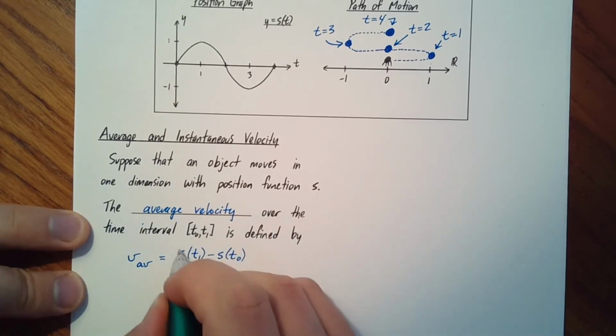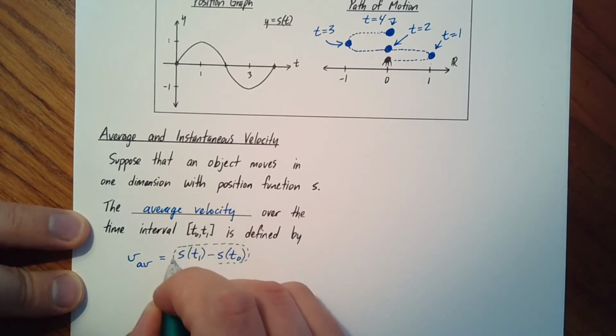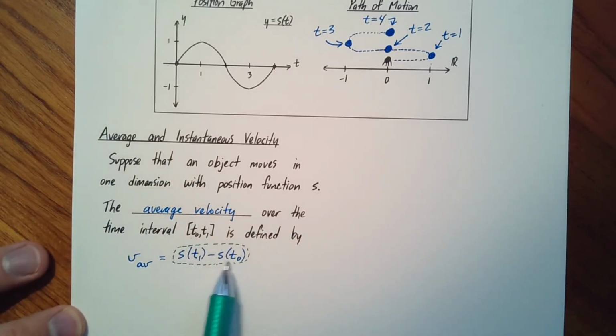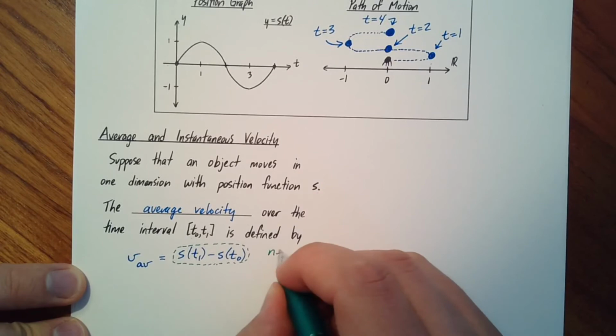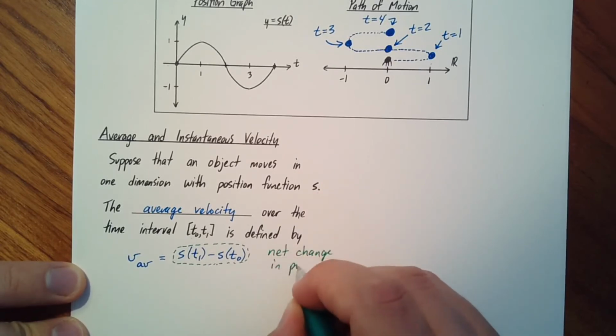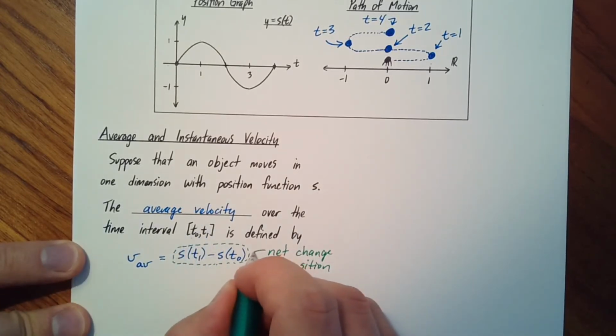First of all, we're not done yet. I'm going to add more, but first, really quickly, I want to identify what this actually is measuring. If I just look at this piece, s of t1 minus s of t0, that's the position at time t1 minus the position at time t0, which is really the net change in position over this time interval. That's what this is really measuring.